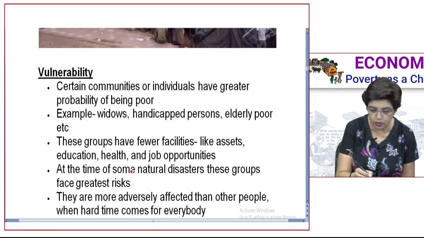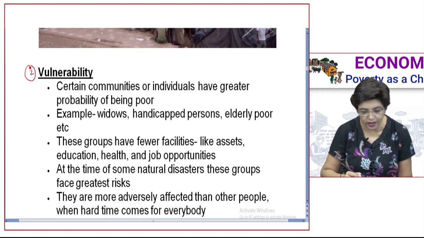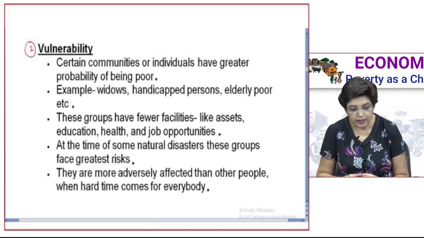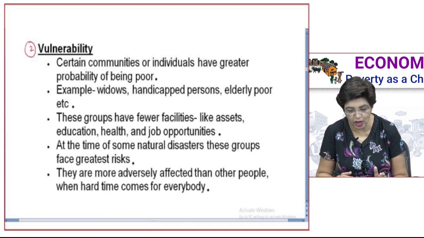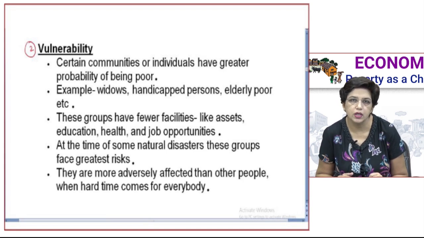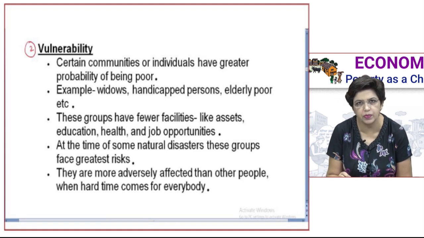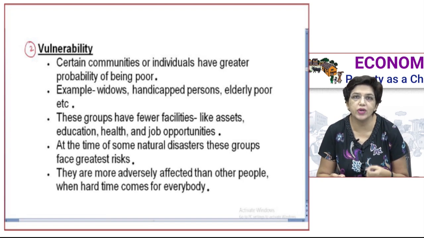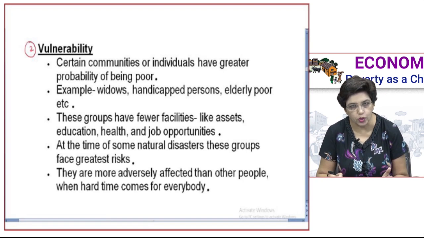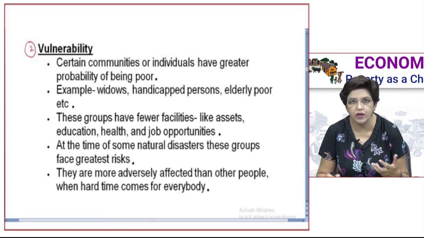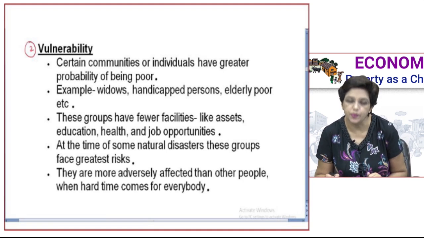The second aspect is vulnerability. Vulnerability means high risk or high probability of being poor. There are certain communities or individuals which have greater probability of being poor. Some social groups like scheduled caste, scheduled tribe, and some groups like widows, handicapped persons, elderly people, have more chances, more risk. They are more vulnerable to being poor because of lack of facilities like assets, education, health and job opportunities. Since they do not have more of this, they are more likely to be poor.